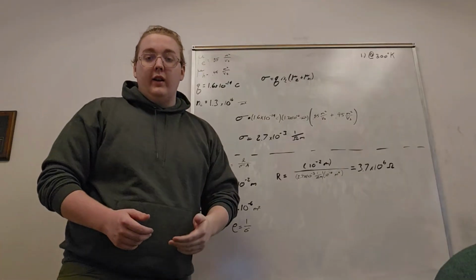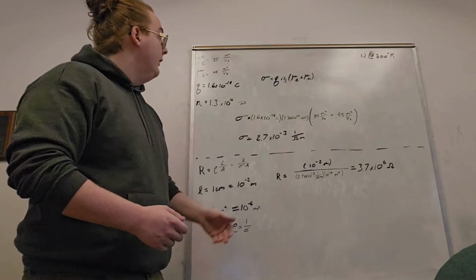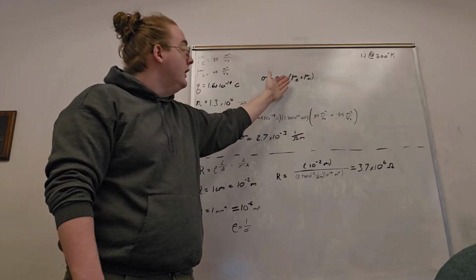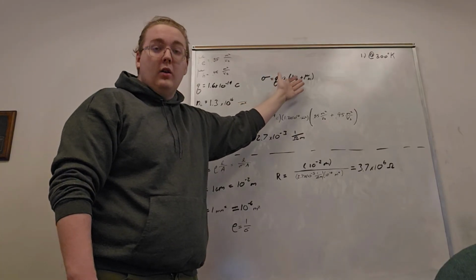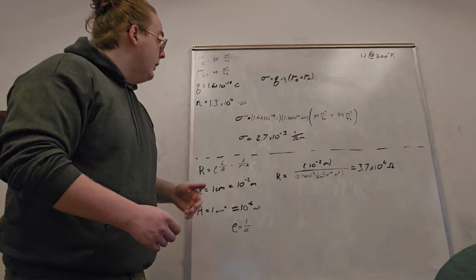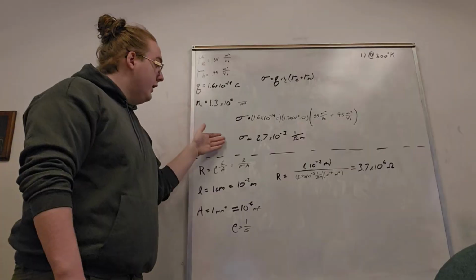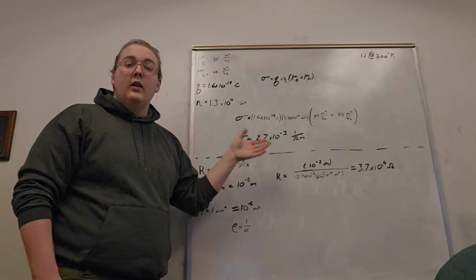For our conductivity at 300 degrees Kelvin, we use the formula: conductivity equals elementary charge times the intrinsic concentration times the mobility of electrons plus holes. From this, we've gathered that we have a conductivity of 2.7 times 10 to the 3 per ohm meter.